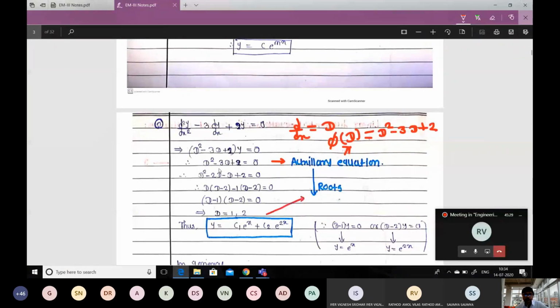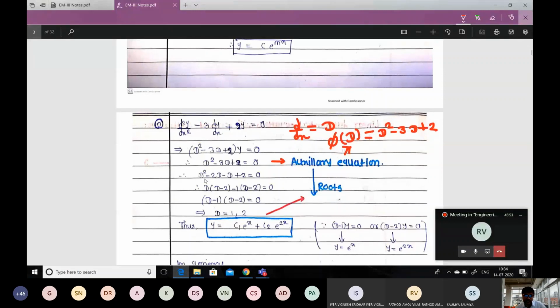So here I am going to use factorization. For factorization, I need two numbers whose product must be 2 and whose addition must be -3. So I'm taking -2 and -1. The product of -2 and -1 is 2, and their addition, -2 -1, gives me -3.